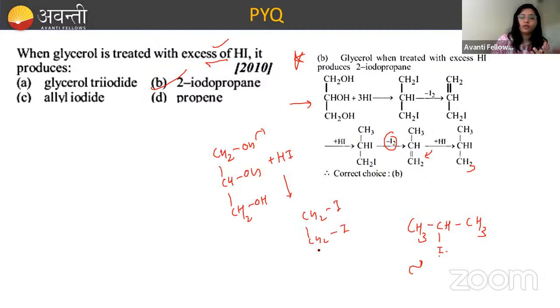But what will happen about the H? HI ka H ka kya hoga? So you will give this answer. Glycerol triiodide. And you will be very good and confident that I know the answer. Glycerol triiodide is going to form.